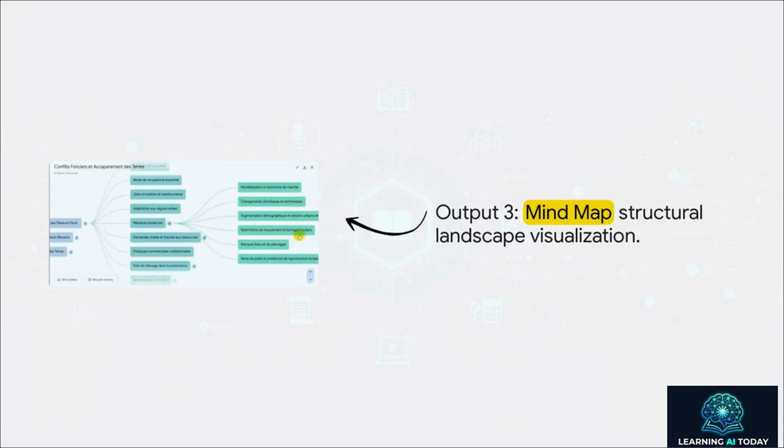Let's move to Output 3. This one is absolutely crucial for building your understanding before you even read a single page, the mind map. By clicking this, NotebookLM instantly visualizes the entire structural landscape of your uploaded data right at a glance. You see the main themes, you can click on a specific branch, and instantly open up a grounded chat window focused just on that specific subtopic. It's like a giant puzzle, already solved for you.